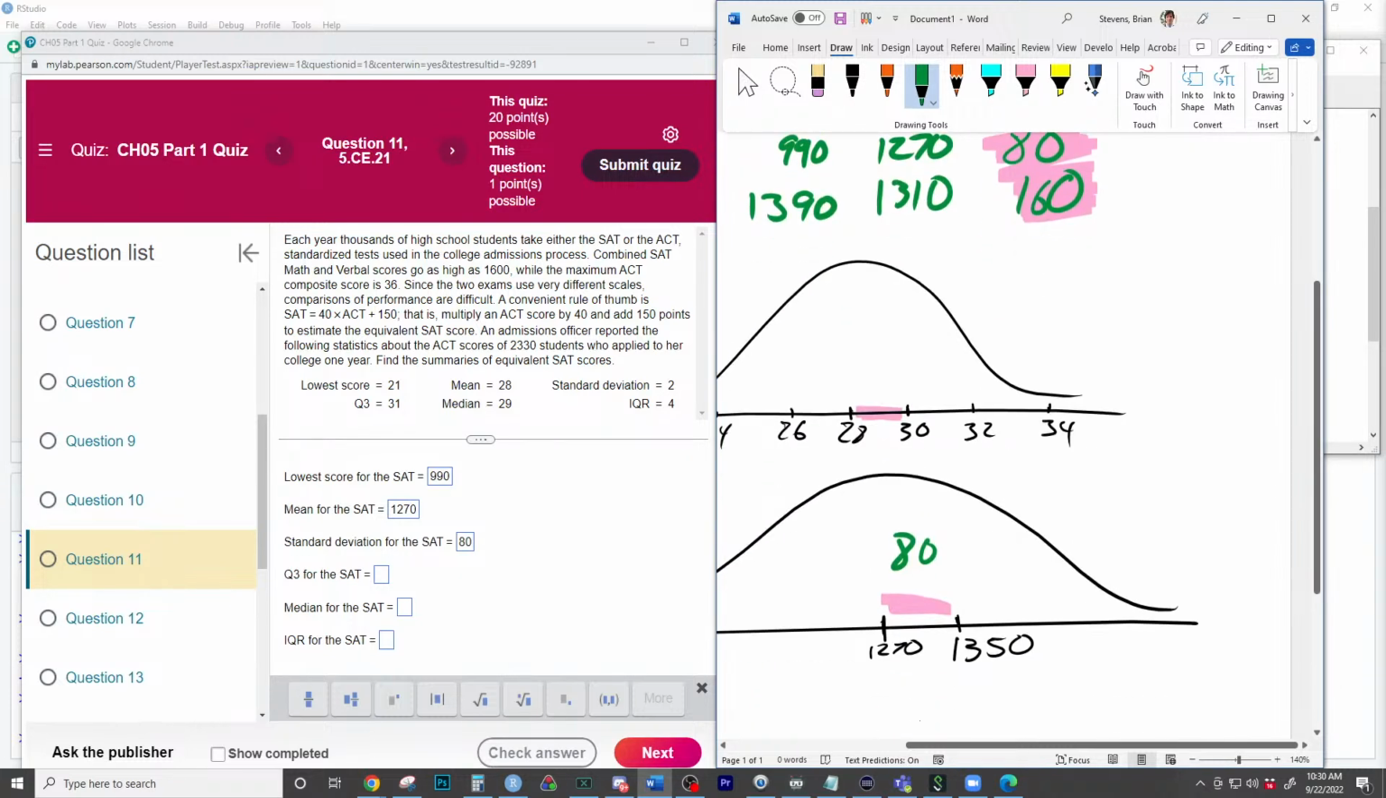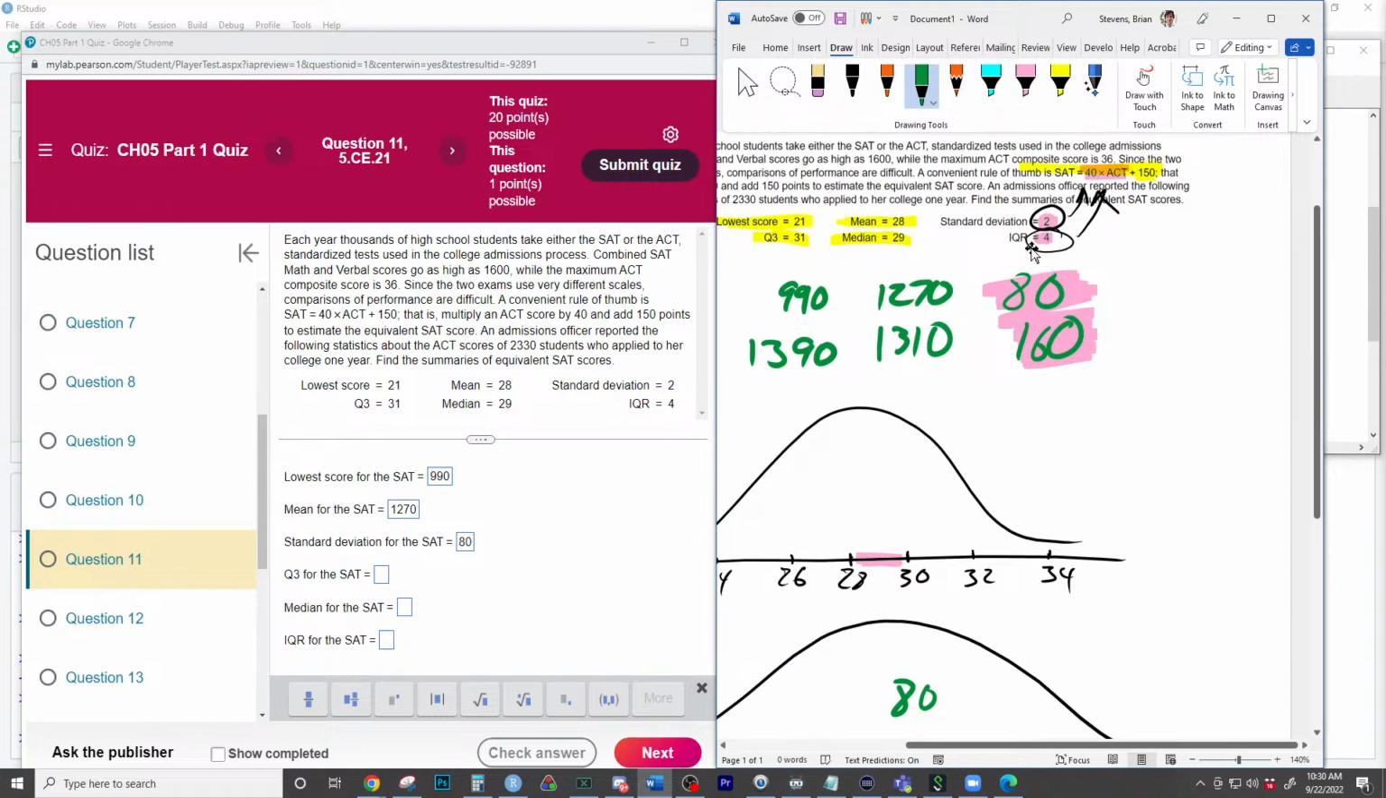You put 30 through the equation, you will get 1350, i.e. the new standard deviation is here, 80, and then we can deduce that timesing 2 by 40 is what's going to change right there. The 150 is a constant to add to it. So the new standard deviation is 80.